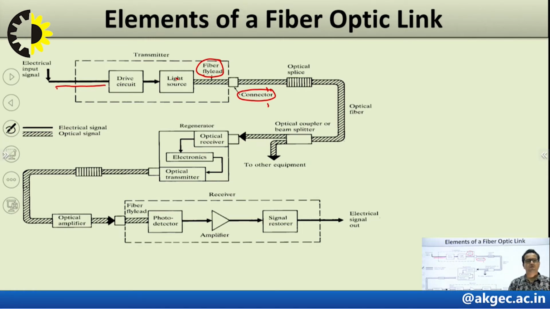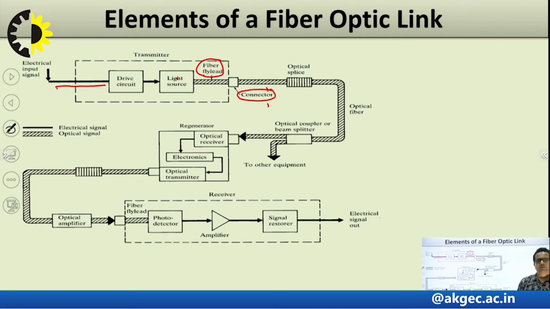But if you want to use the optical fiber permanently for communications, then the only option you have is splicing. So if you want a permanent link, you use optical splicing. If you want a temporary link, then use connectors. Once this is over, you are transmitting your optical information through a fiber.